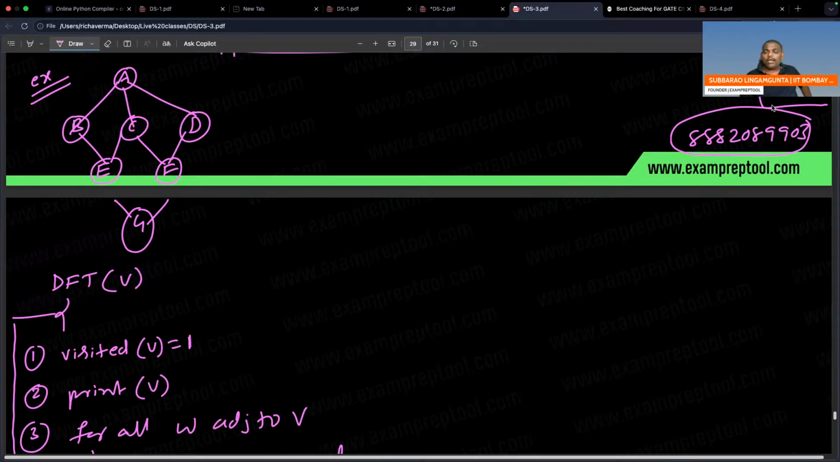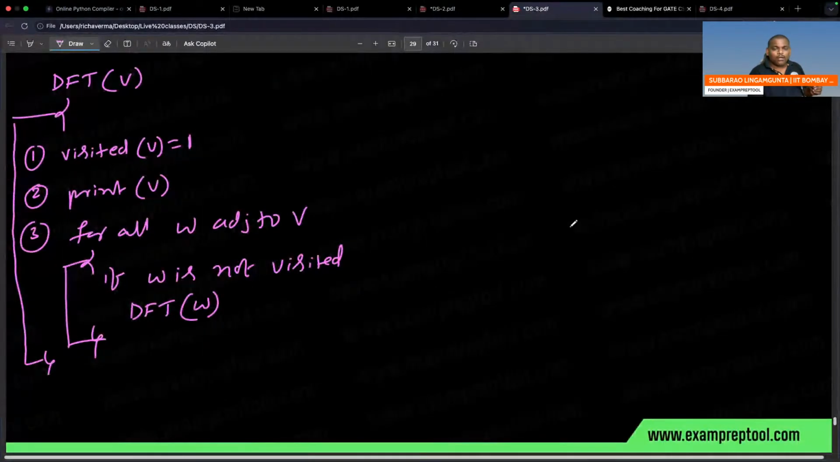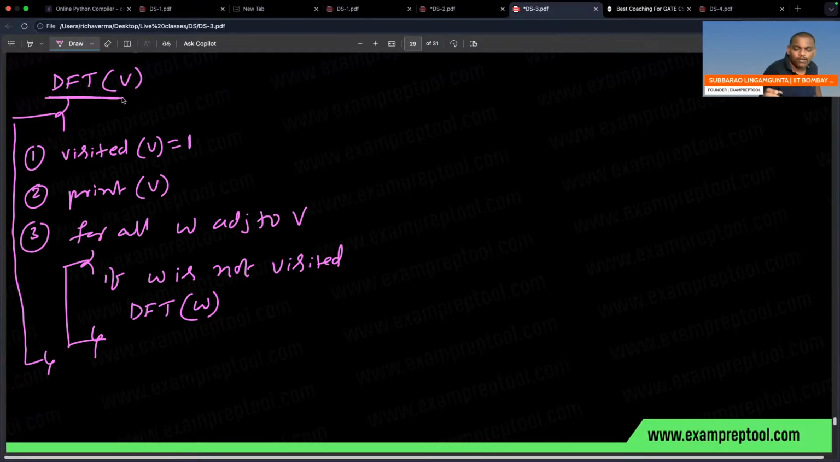Right, now see this one. I want to explain with the help of this problem how DFT works. Can you help me now? DFT uses stack or not? Next one, recursive program uses stack or queue? A function calling itself is known as recursion. Stack. So it is a recursive program. See this, DFT calling DFT.